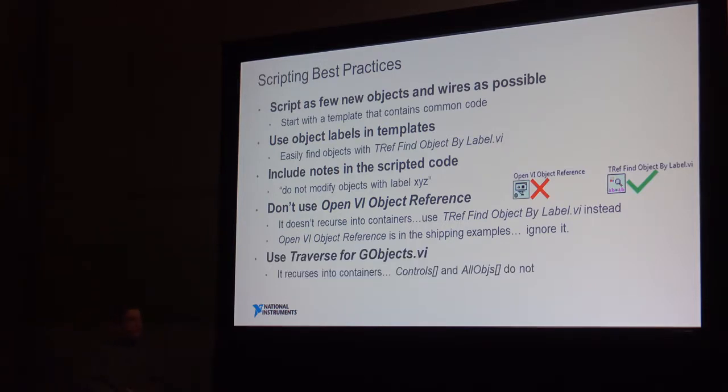All right, there's another VI, traverse for GObjects. A lot of times I see people write scripting code where they read the controls property on the front panel to do stuff to controls, or they read the all objects property on the block diagram to do stuff to all objects. But again, those do not include nested objects. And if you want to do something to the while loops on your diagram, you probably don't care if the while loop's sitting inside a case structure or not. You just want to reference the while loops. That's when you're going to use traverse for GObjects, because that doesn't care about nested things.